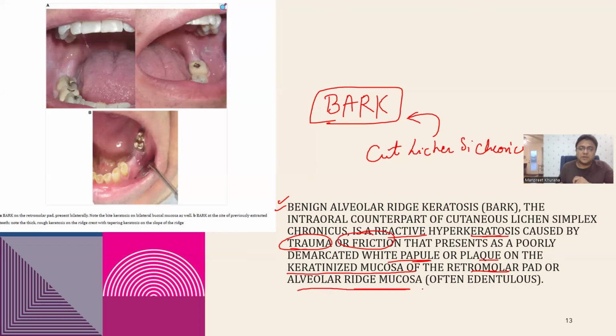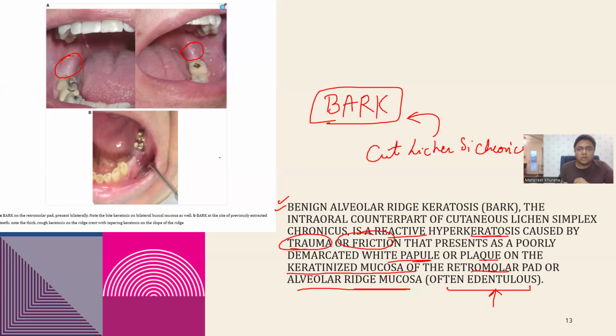So most of the times, if you see alveolar ridge mucosa, it will be present in edentulous patients or the retromolar pad. So in this picture, this is the area of the retromolar pad, right? And here also, we are talking about the retromolar pad. So there is keratosis on the thick alveolar crest ridge. So this is the alveolar ridge, and there is keratosis on this alveolar ridge crest. Okay, it is like edentulous from here.